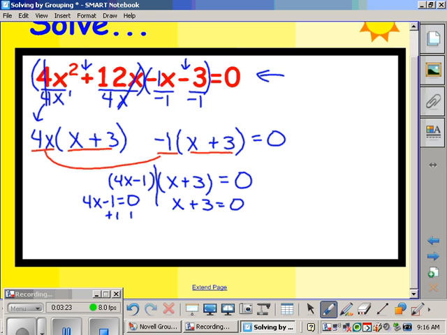So if we solve these 2 equations, starting with the first, our first equation is going to give us an x-intercept of 1/4. Our second equation, when we solve it, will give us negative 3 as an x-intercept. So for most of these with the grouping, you should end up with 2 different solutions, which are the x-intercepts of the graph if we were actually to graph the parabola for this equation.